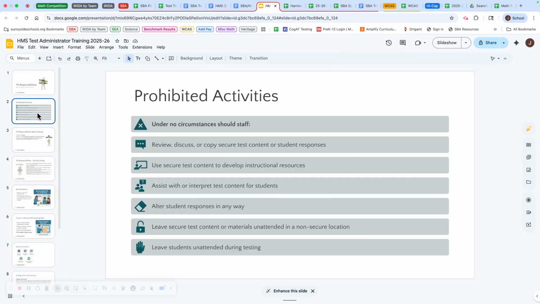Under no circumstances should staff review, discuss, or copy secure test content or student responses. Use secure test content to develop instructional resources. Assist with or interpret test content for students. Alter student responses in any way. Leave secure test content or materials unattended in a non-secure location, or leave students unattended during testing.